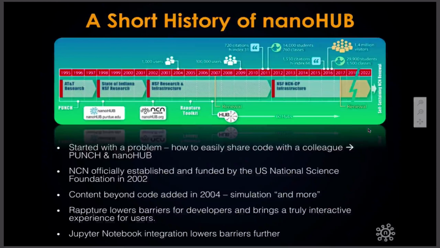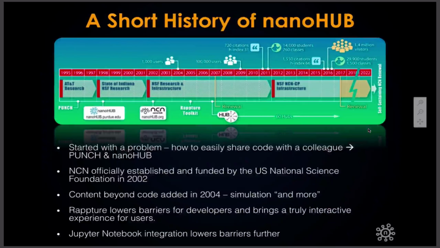A couple years later, the Rappture Toolkit was developed, which lowered barriers to developers and also lowered barriers for users because it then allowed the graphical use of inputs and outputs. We accelerated quite quickly after that. So you see about 2007, we actually birthed HUBzero out of nanoHUB. A lot of people think it's the other way around, that HUBzero was formed and then all these hubs were formed off of it. But in fact, it was the opposite.